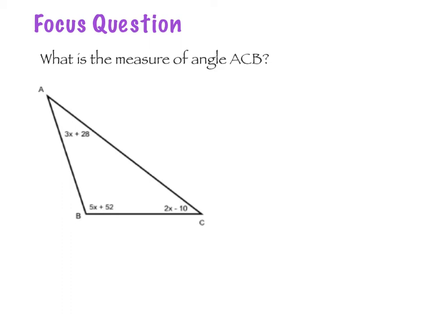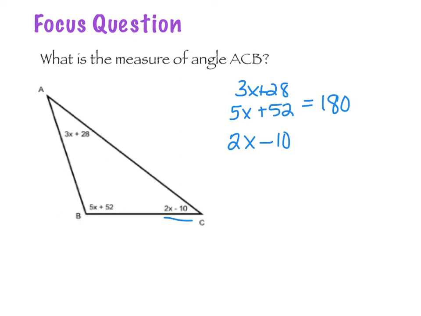Alright, so we're going to review this problem together as a little focus question before you do your practice. So I'm looking for the measure of angle ACB. ACB is this angle right here. I'm given all three angles within my triangle just like the do now. So I'm going to go ahead and set all three of these angles equal to 180. So I have 3x plus 28. I have 5x plus 52. And I have 2x minus 10.